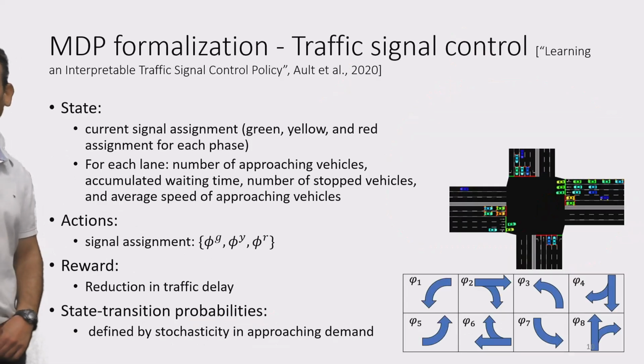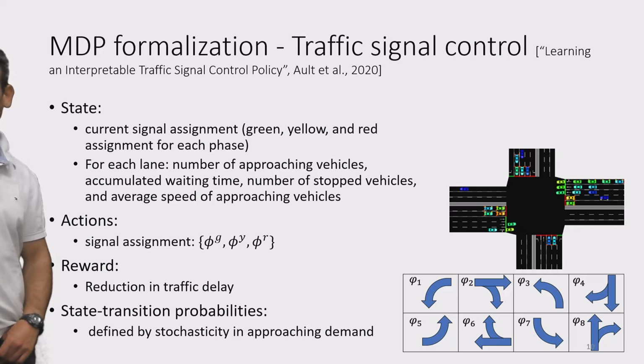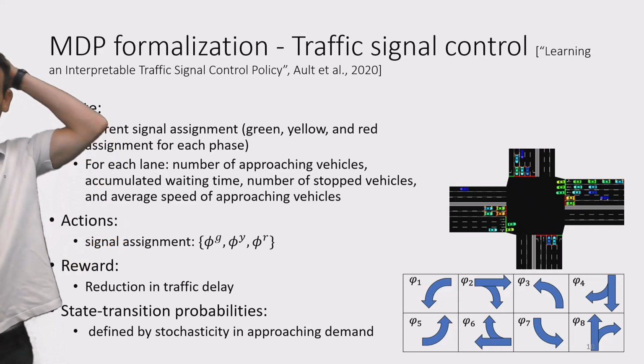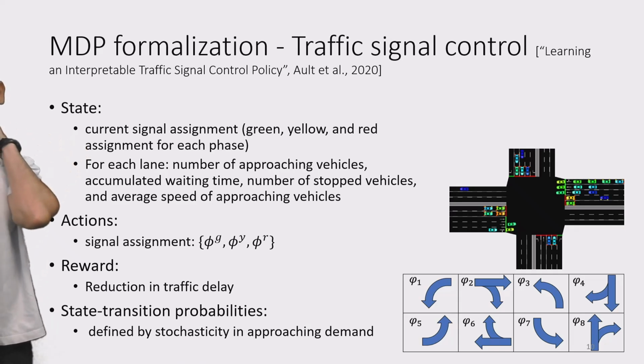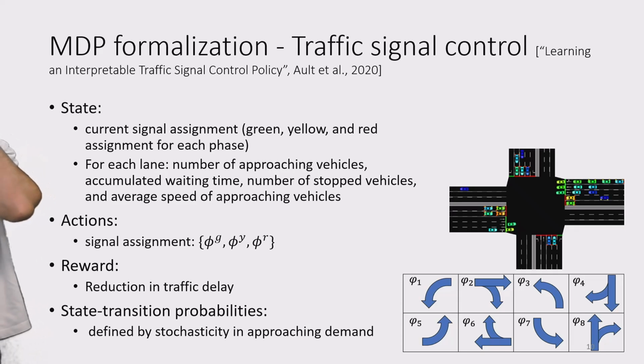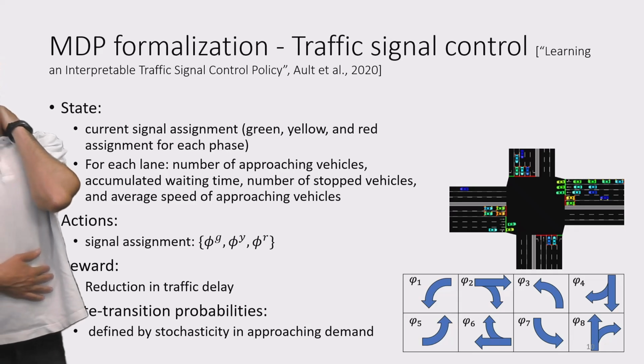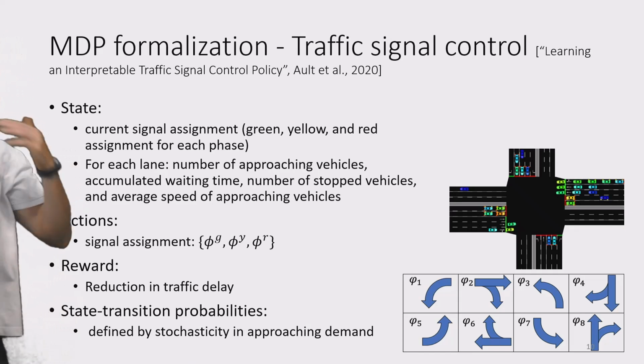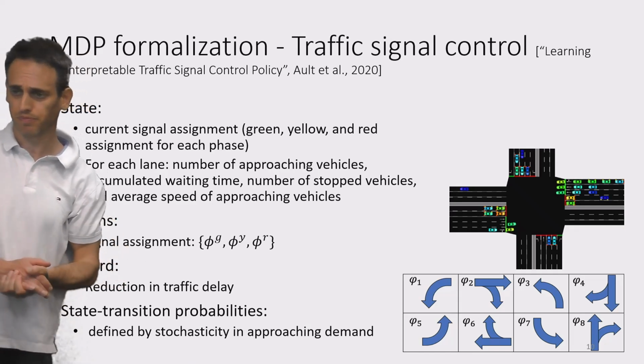Okay, another example that we've previously seen is the traffic signal control, where the states can be the current signal assignment, green, yellow, and red assignment for each one of the phases, and then some sensing assumptions of incoming vehicles. For instance, contemporary sensing equipment can tell you the number of approaching vehicles, accumulated waiting time, number of stopped vehicles, and average speed of approaching vehicles on each one of the incoming lanes. So this can represent your states list.